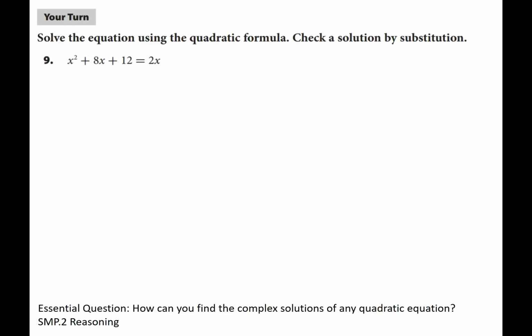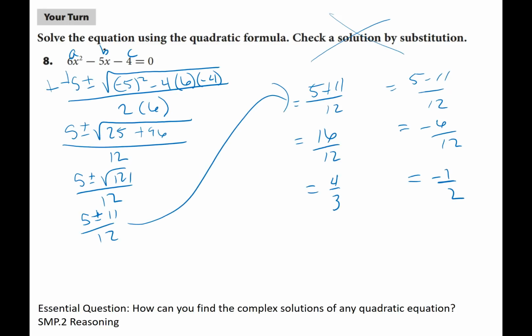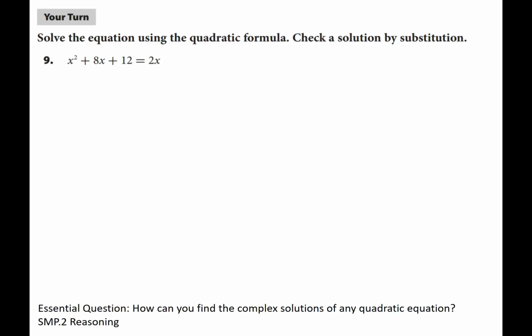We're going to, again, solve it with the quadratic formula. I got to move this over. This time it's not just a number. It's actually a 2x. So remember, we got to combine it with its like term. So we've got x squared plus 6x plus 12 equals 0. I've got my a value, my b value, and my c value. Again, we're practicing quadratic formula.